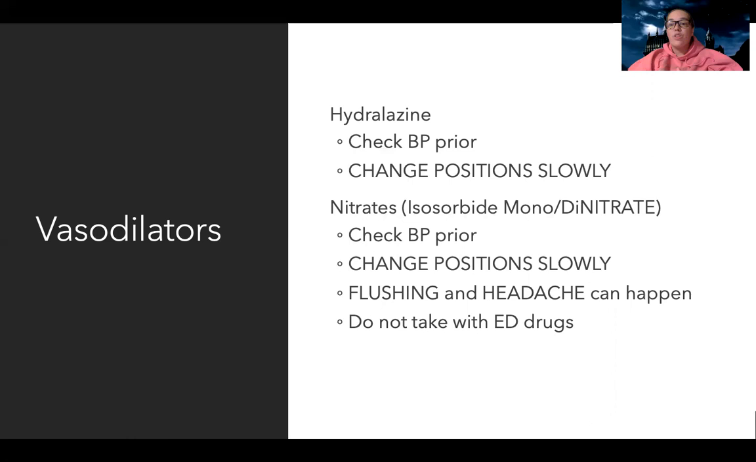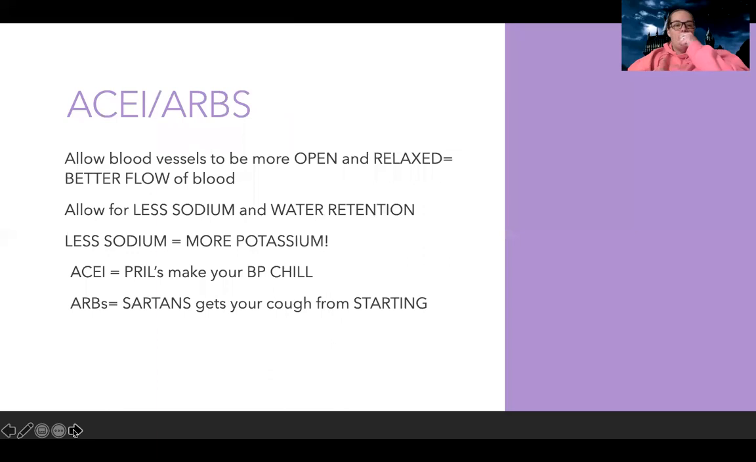Erectile dysfunction drugs are vasodilators too. So if patients take an erectile dysfunction drug that is a vasodilator plus another vasodilator, they can have a severe vasodilation and really have no squeeze to get their blood flowing.